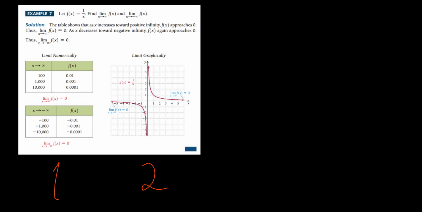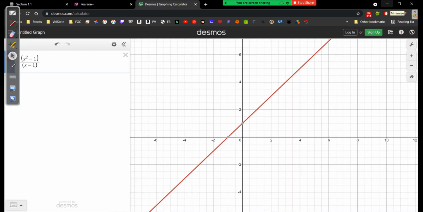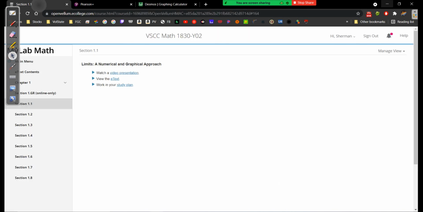But I will say, once we get out of this chapter, no, I'm not going to say that. I don't want to jump ahead too much. If you don't want to spend money on a graphing calculator, check out Desmos. It's free, just desmos.com, and you can graph things. Right.